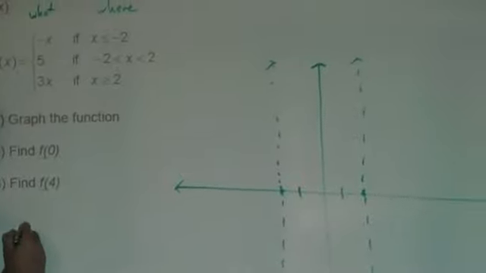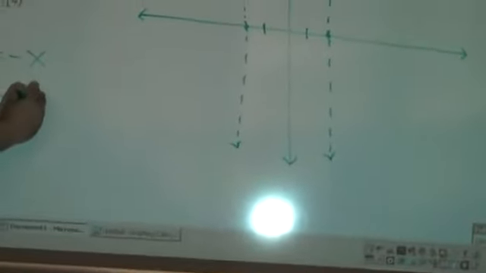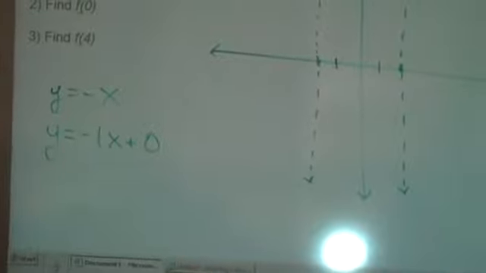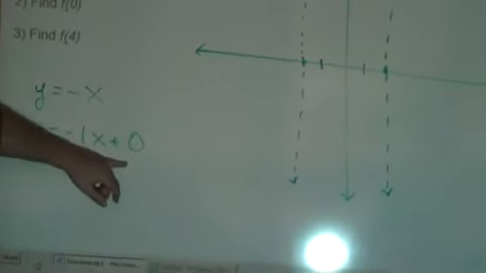The first line, y equals -x, is the same as y equals -1x plus 0. If you put it into mx plus b, y equals -x has a slope of -1 and hits the origin at 0. Here's the hard part.